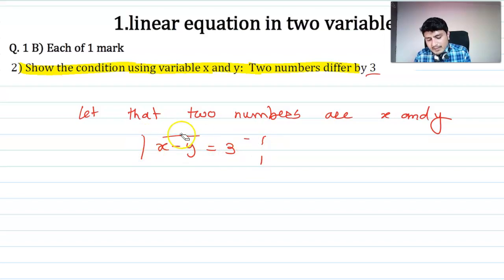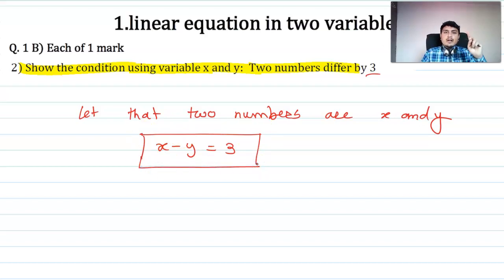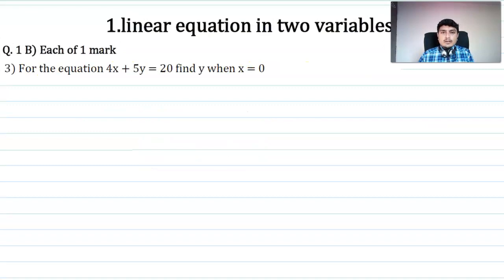That means here we are getting a linear equation in two variables, because the given equation contains two variables x and y, and both variables have their highest degree as 1 and 1. Not given means 1 and 1. So it is a linear equation in two variables. So our answer is x minus y equals 3. Look at the third question we are having.